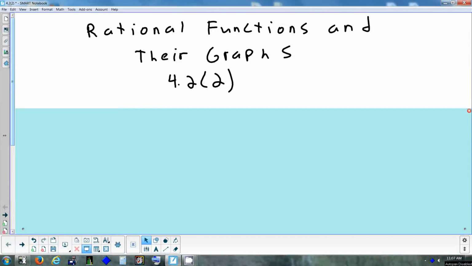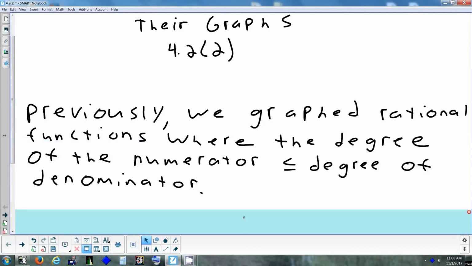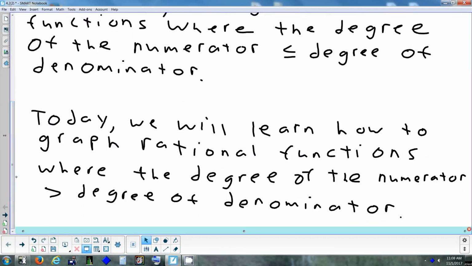All right, so let's finish up section 4.2. I'm going to compare it to what we did yesterday first. Yesterday, you don't have to write that down. This is what we did yesterday. We looked at graphing problems where the degree in the top was either smaller than what was in the bottom or equal. Now, that's what we're going to do today. We're going to look at graphing problems where the degree in the top is bigger.